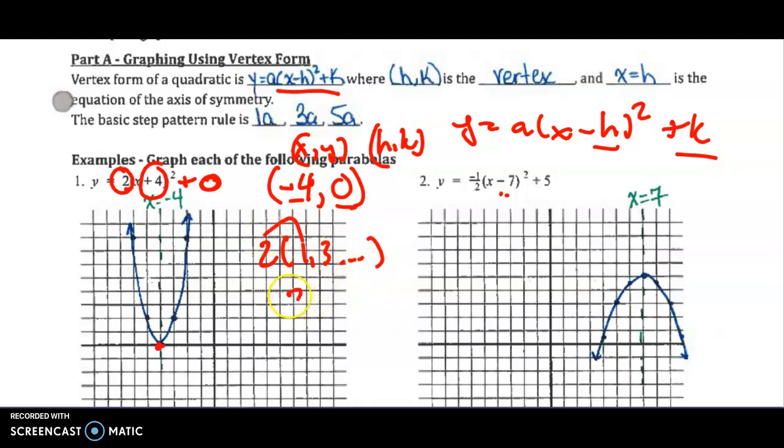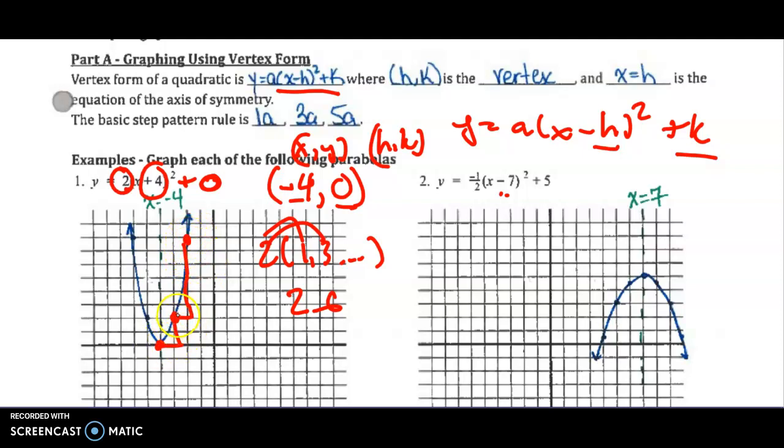2 times 1 is 2. So my first step is over 1, up 2. Okay, and I plot that point, and then my next point is 2 times 3 is 6. From this point, I go over 1, up 1, 2, 3, 4, 5, 6, and I plot that point there.